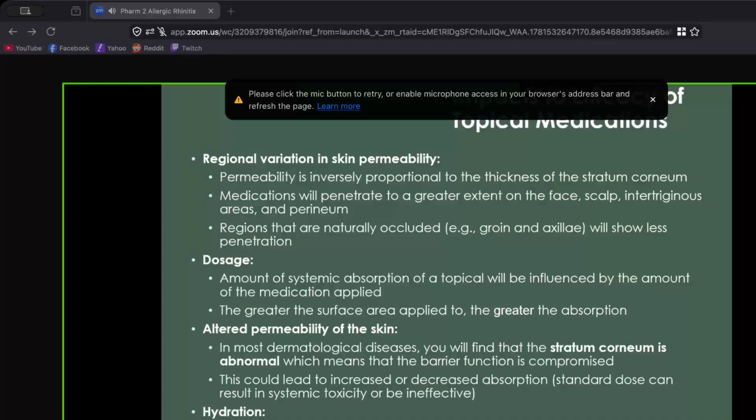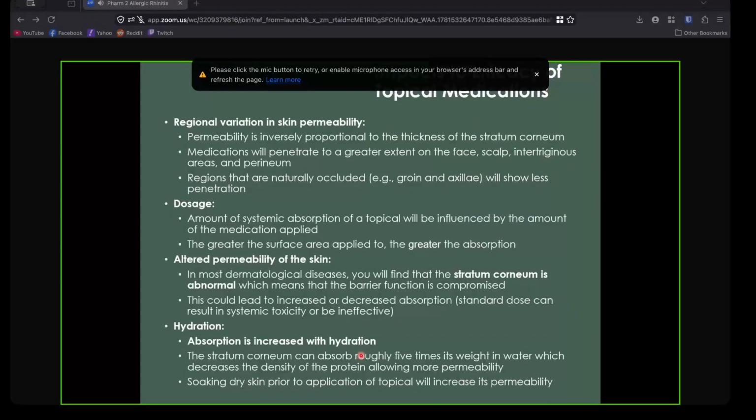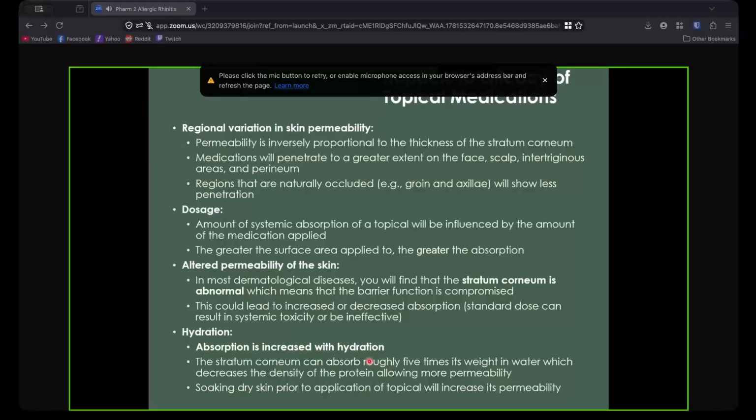When you talk about natural occlusion, this is going to be your groin area and under your arms, because we have hair. Well, some people have hair in those areas, right? So naturally, those areas are occluded. And then if you think about it, we also wear, again, some people, underwear, right? And so we're covering that.